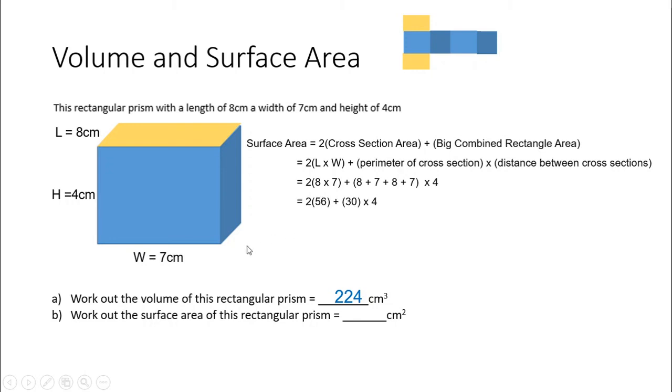And this works out to be 2 times 56 and 30 times 4. These two rectangles both have an area of 56, and this big blue rectangle here will be equal to 30 multiplied by 4. So that gives us a total of 112 for my 2 yellow rectangles and 120 for my one big combined blue rectangle. Total surface area will be 232 centimeters squared.